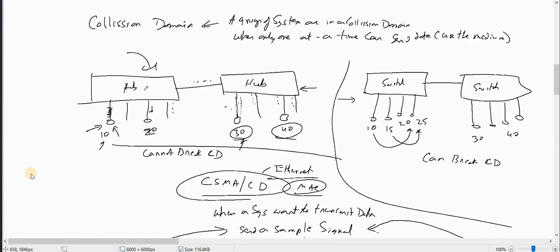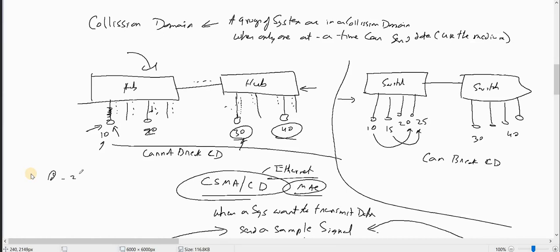So the hub sends this sample signal to every corner of the medium. Even when the data is right here, and has not even come to the hub, the sample signal will collide with the data signal. So here are the three possible collisions that can happen.